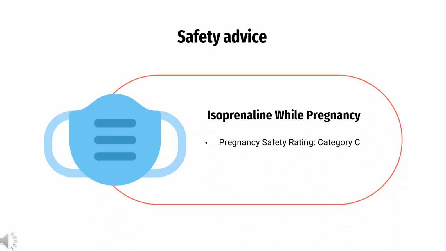Safety advice. Isoprenaline falls into category C. In animal studies, pregnant animals were given this medication and had some babies born with problems.